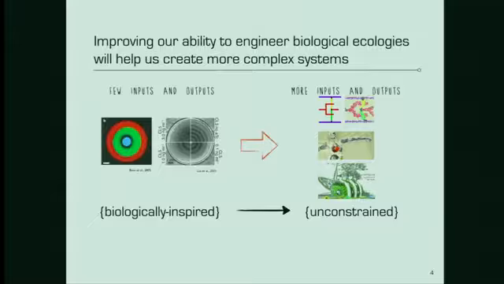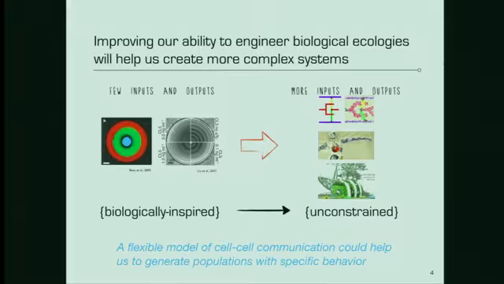So in essence, how do we move from creating these biologically inspired patterns to being constrained only by our imaginations? What I'm presenting here is a flexible model of cell-cell communication to aid in the generation of populations having specific diversity. And I'm just clarifying that this is actually very preliminary work. This is work that I've been working on for maybe a few months now.